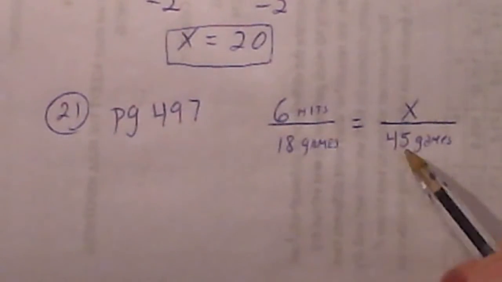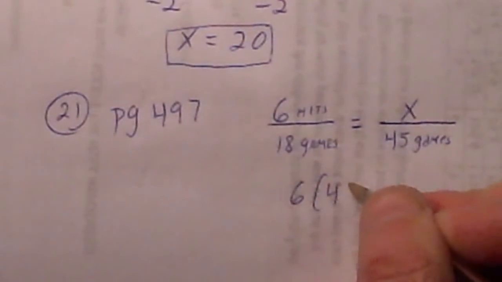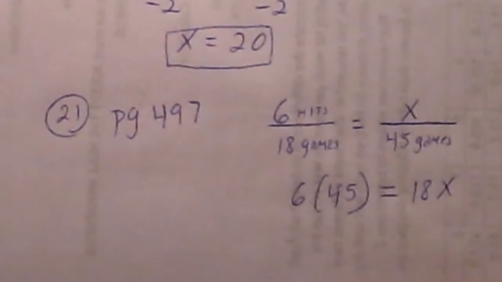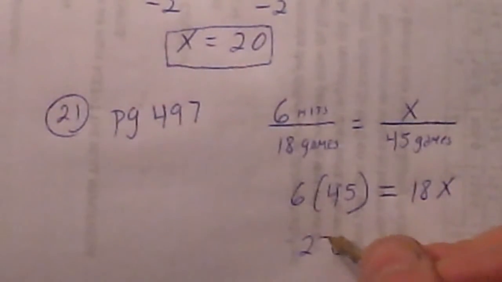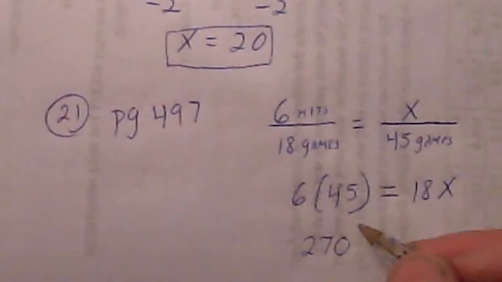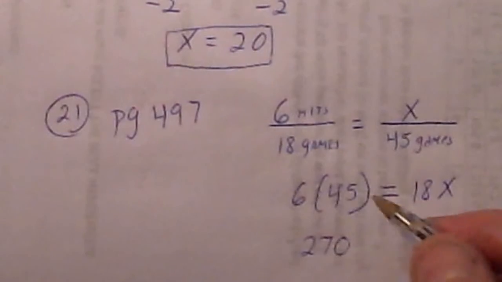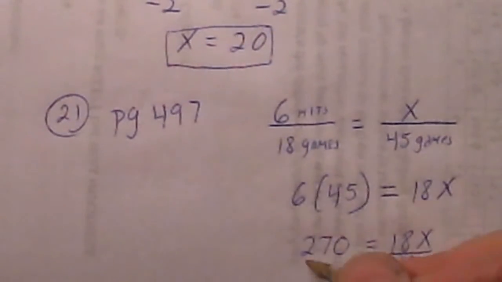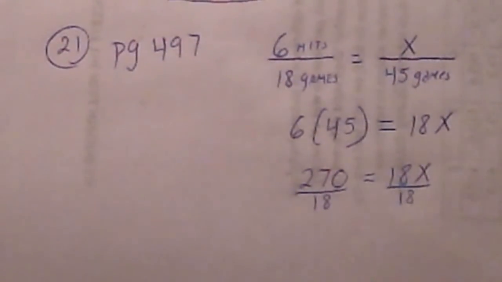So we cross multiply 6 times 45. And we're going to set this cross product equal to this cross product, 18 times x. Now 6 times 45 is going to be 270. Let me double check this. See, 30, 24, that looks like about right, and that's equal to 18x. Solve for x, we divide both sides by 18. And let's see, does 18 divide evenly into 270?